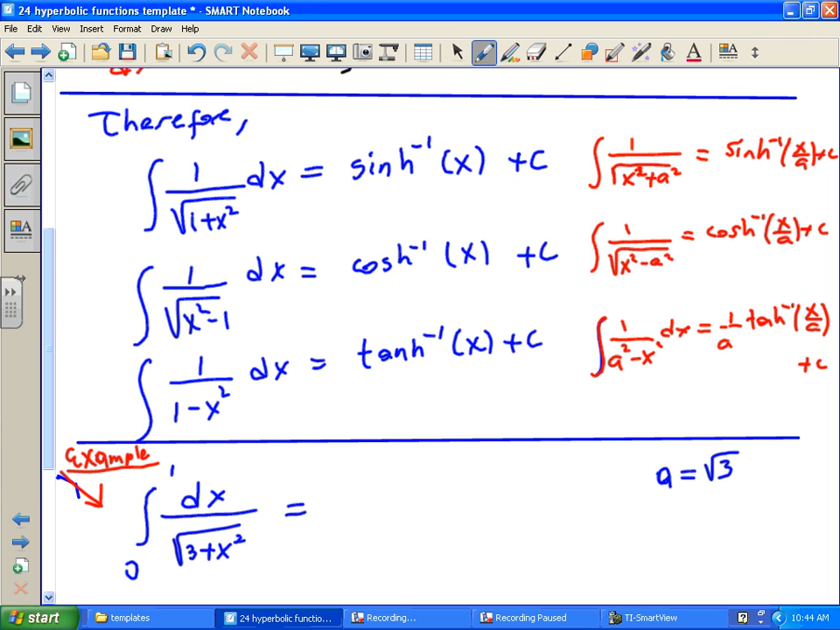And which of these three are you going to use? This, or that? Let's say column 1, 2, 3. Number 1, right? So you have a sum of two squares, or you can regard it as a sum of two squares under a radical. So it's going to be the first formula. So tell me your antiderivative, please. Hyperbolic sine inverse of x over radical 3. Very good. And the limits are from 0 to 1.